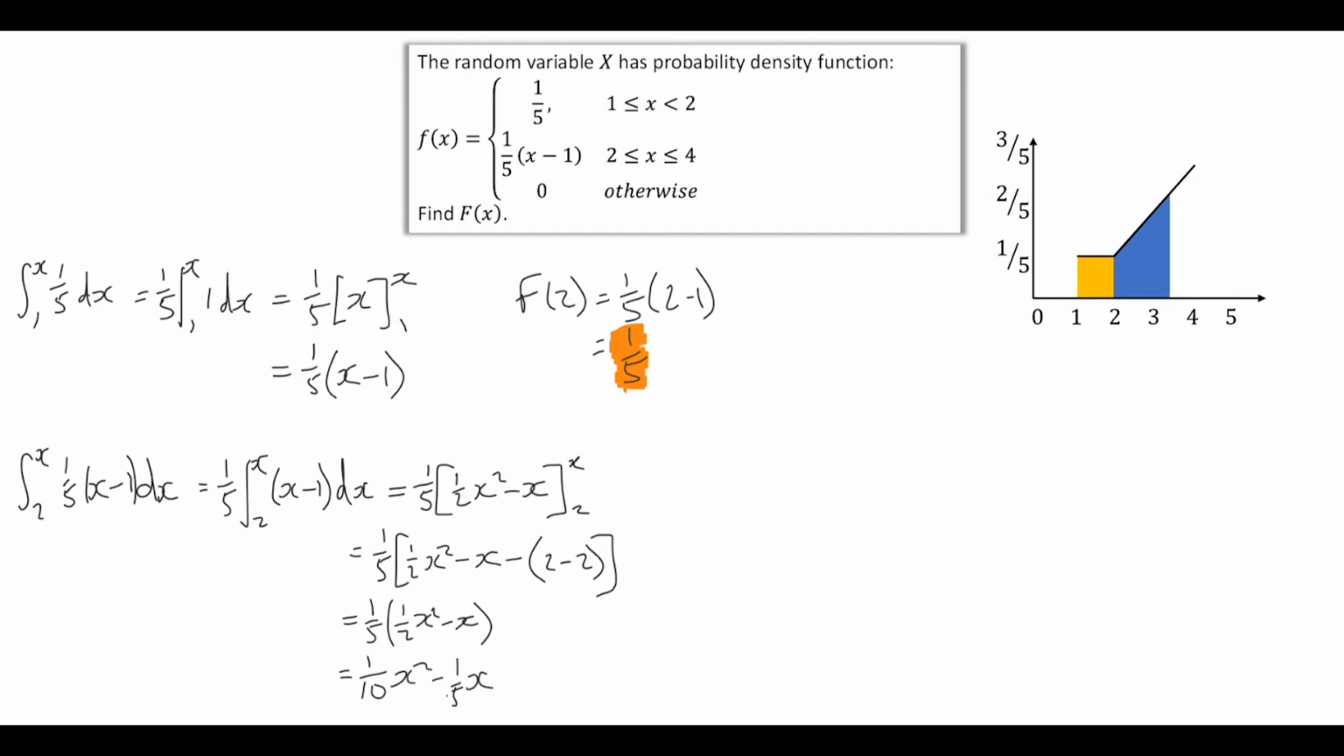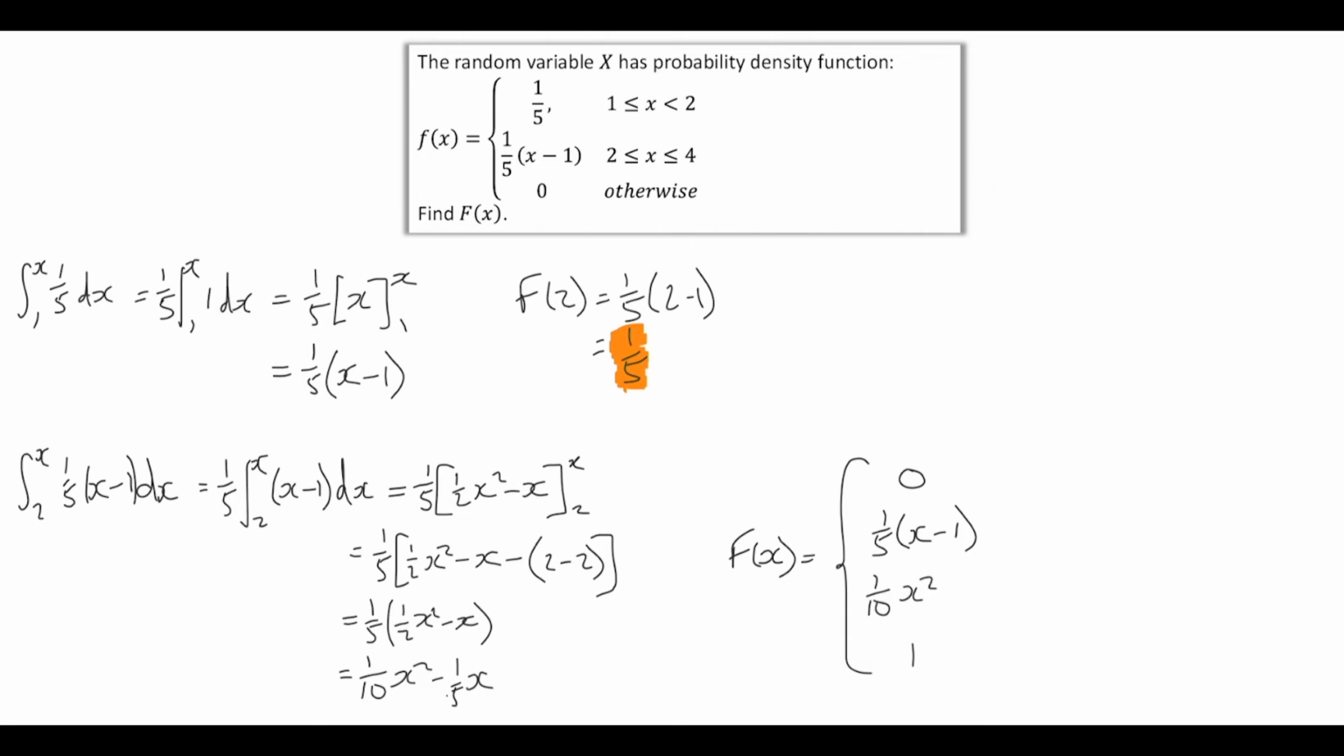Okay, so let's just write this up in the correct form. So we've got the 0 and 1, that's always going to be there. Don't lose marks by missing that out. The first function is 1/5 x minus 1. The second function is the 1/10 x squared minus 1/5 of x, and then we've added on that 1/5 for the initial interval. Let's assign the correct intervals to each of these. These should really just match what we have in the PDF.